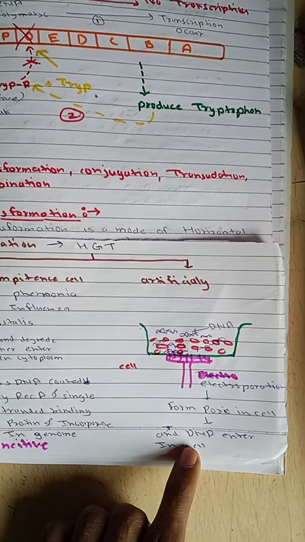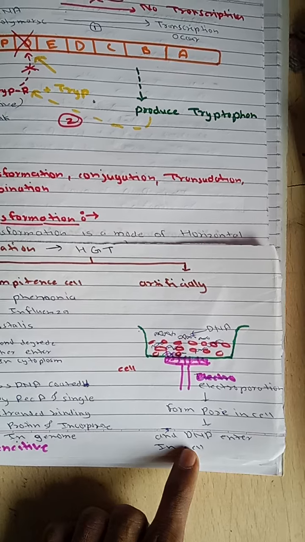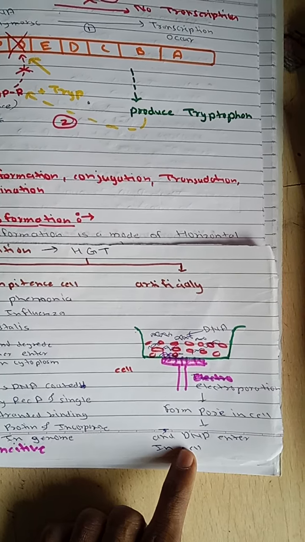From thousands of cells, only one cell will have DNA transferred into it.